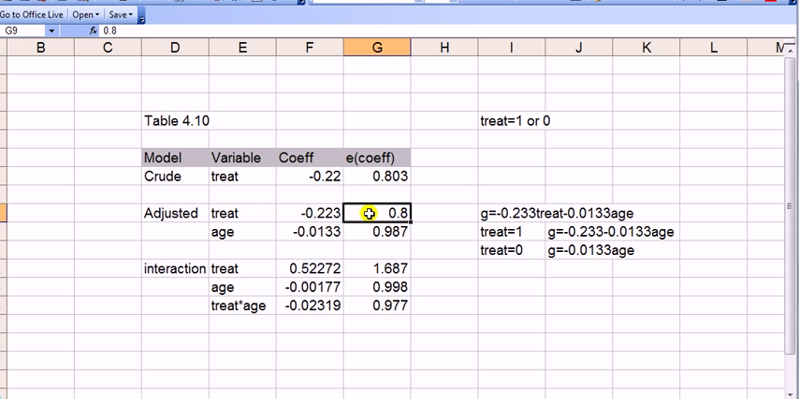The treat coefficient here says that having treatment reduces the risk of relapsing back into taking drugs by 20%. That is irrespective of how old they are.